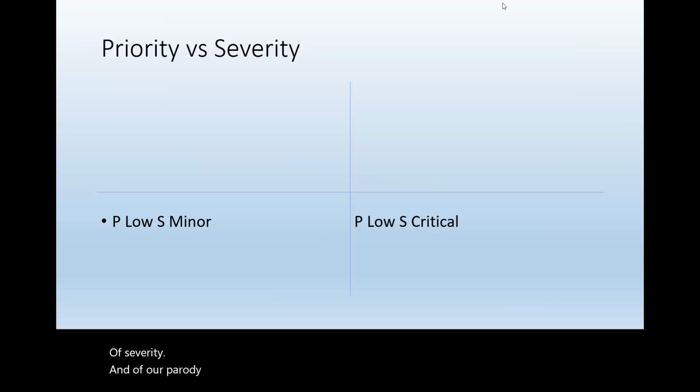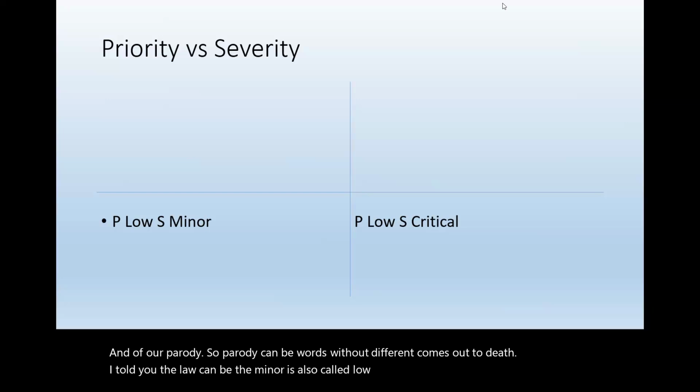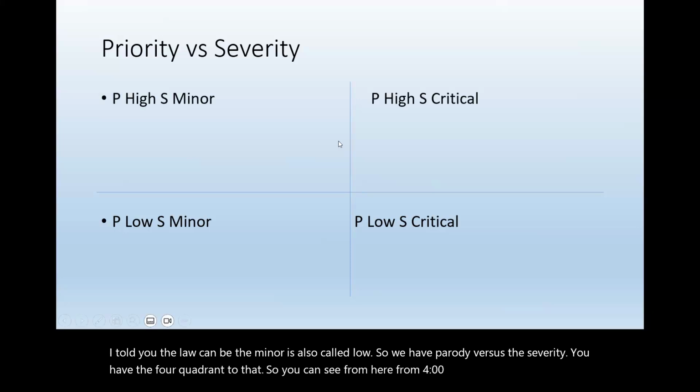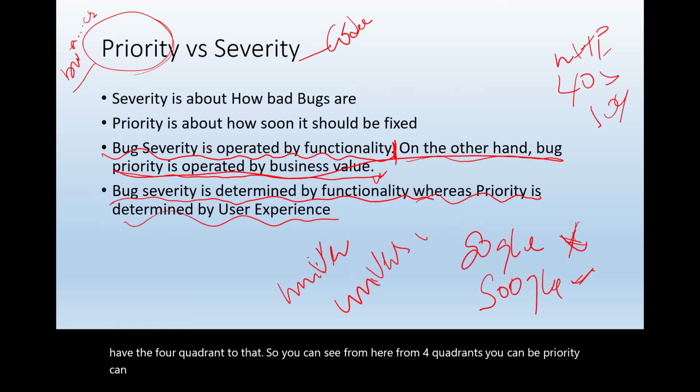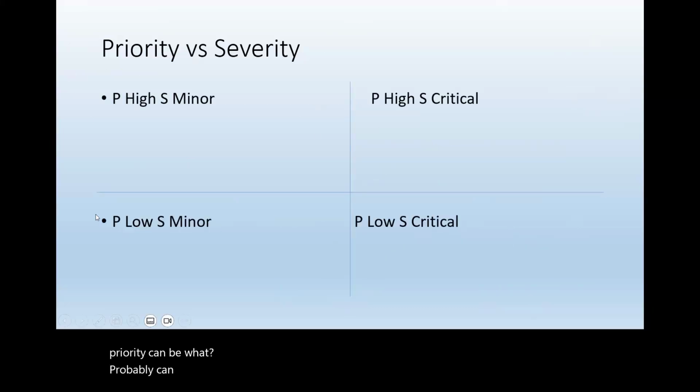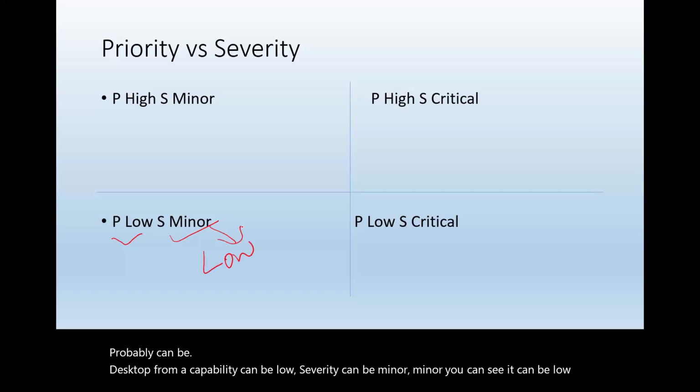So priority can be what? We have different quadrants to that. I told you minor is also called low. So we have priority versus severity, with four quadrants. Let's start from here. Priority can be low, severity can be minor. You can see this minor means low.